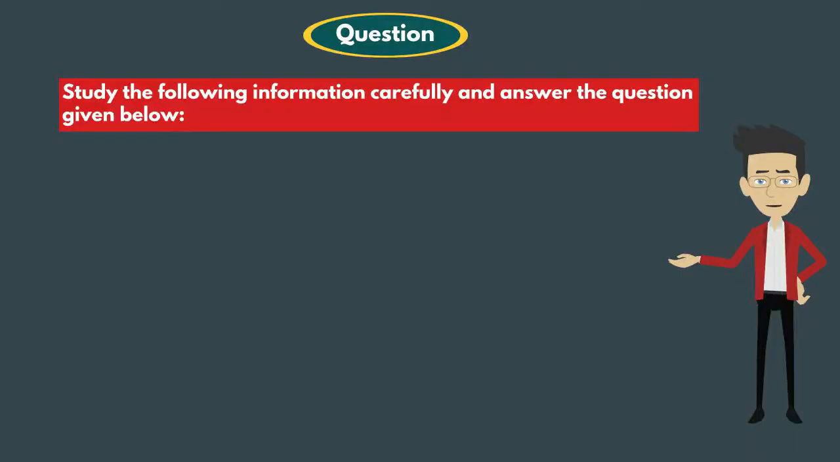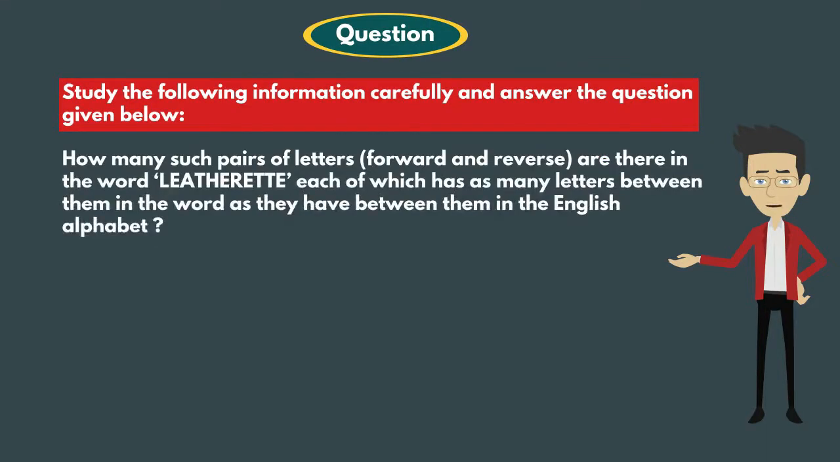Study the following information carefully and answer the questions given below. How many such pairs of letters, forward and reverse, are there in the word Leathereette, each of which has as many letters between them in the word as they have between them in the English alphabet? Options are option A 3, option B 4, option C 5, option D 6 and option E 7.